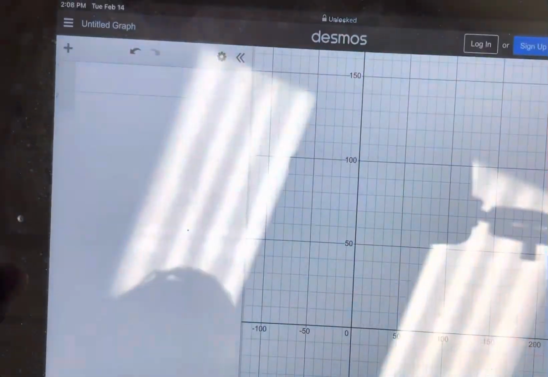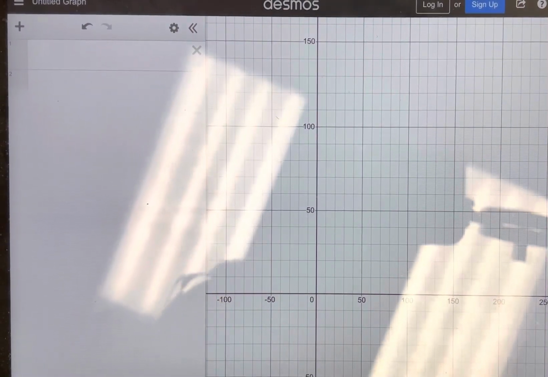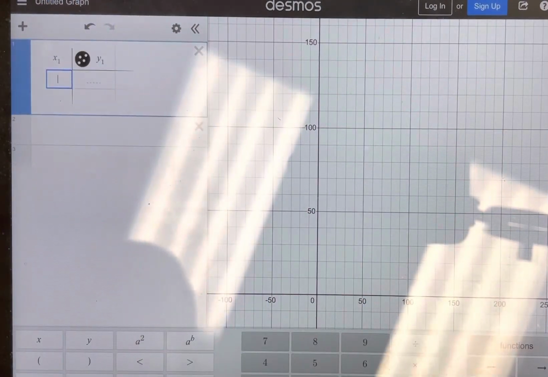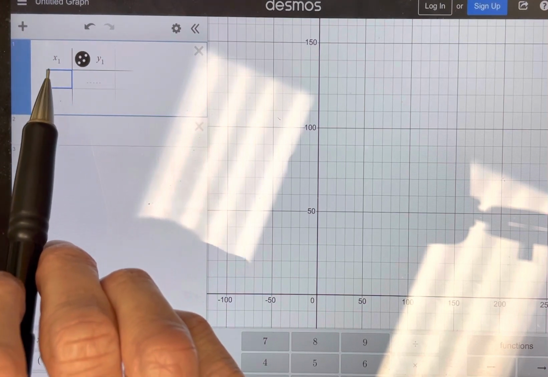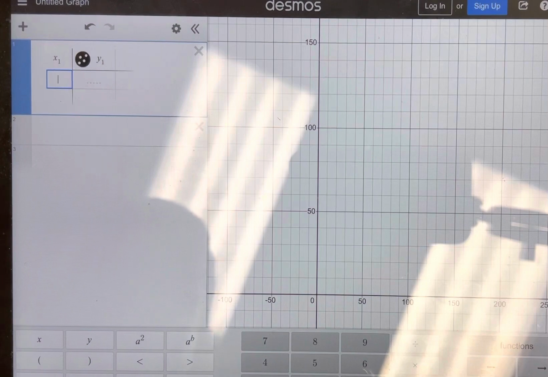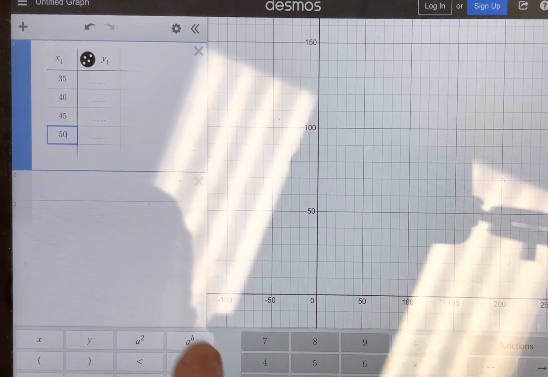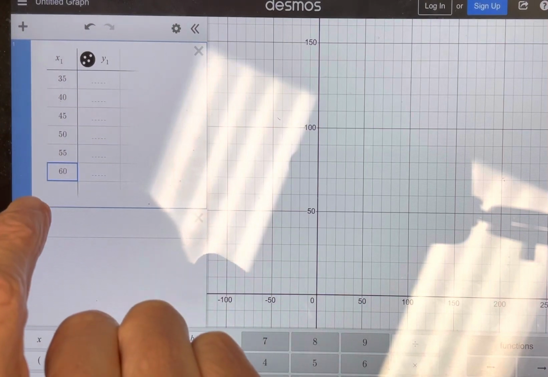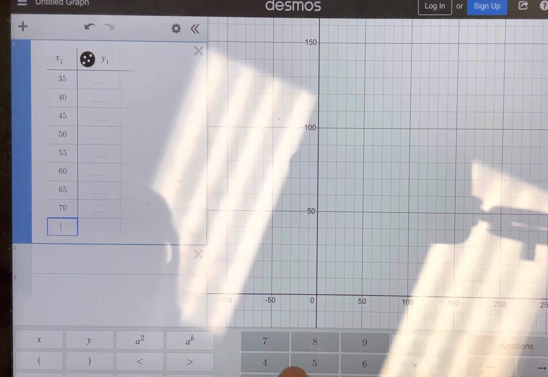Let me get Desmos up and running. Okay, there we are. And we're going to add a table in here. So I'm going to do a plus, and I'll put a table in, and I'm putting my age, which is my X data, under the column of X1, and my ages are 35. They go by 5, so 35, 40, 45, 50, 55, 60. How high do I have to go? 75, 65, 70, and then 75.